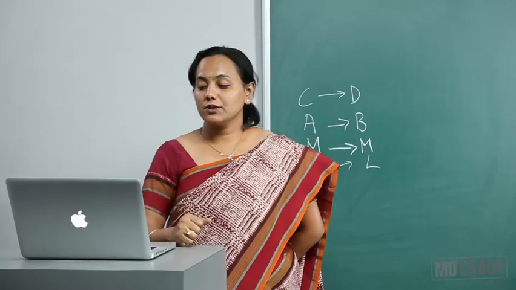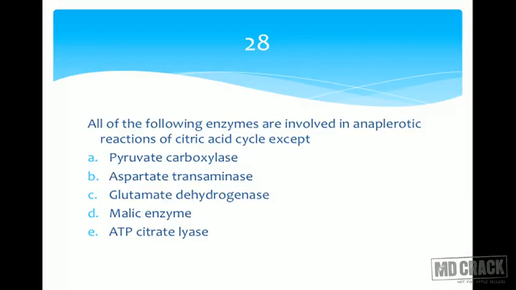Let's go to the next question. All the following enzymes are involved in anaplerotic reactions of the citric acid cycle except: pyruvate carboxylase, aspartate transaminase, glutamate dehydrogenase, malic enzyme, ATP citrate lyase. So which of these is not an anaplerotic reaction of the citric acid cycle? ATP citrate lyase.